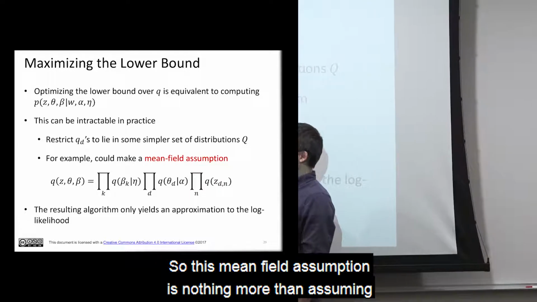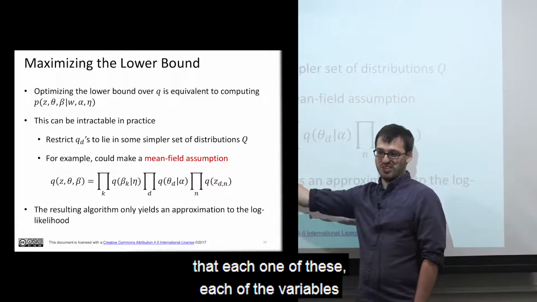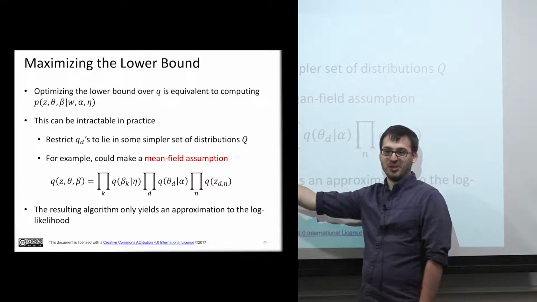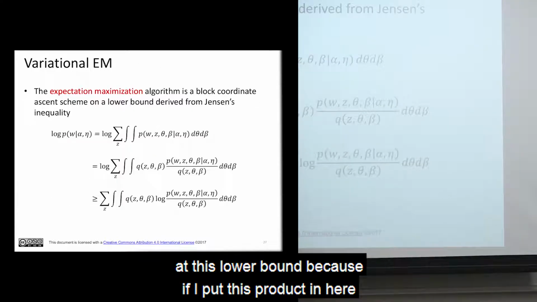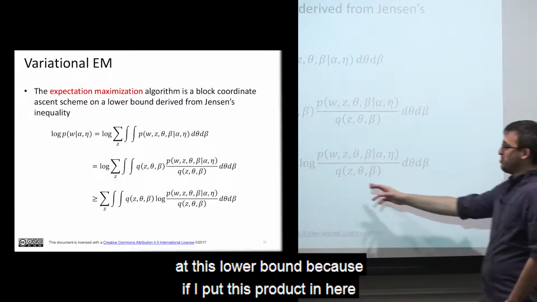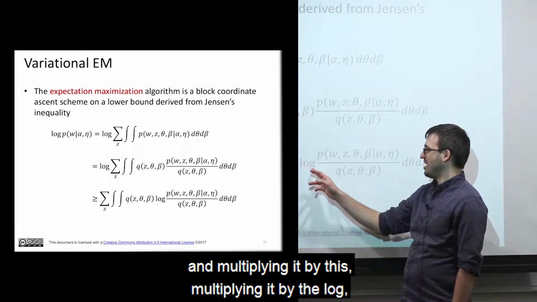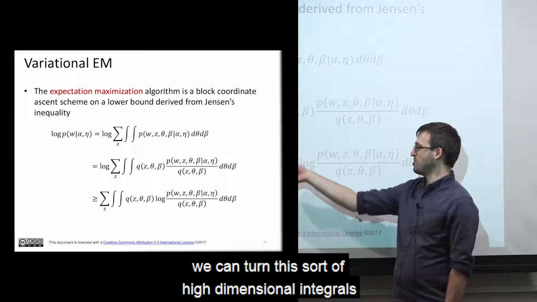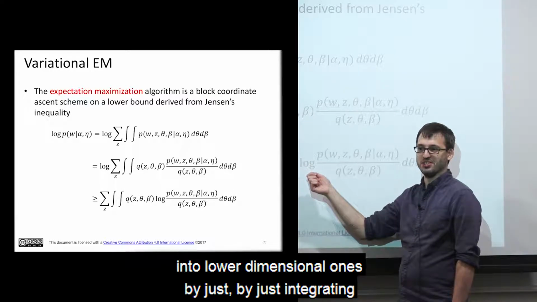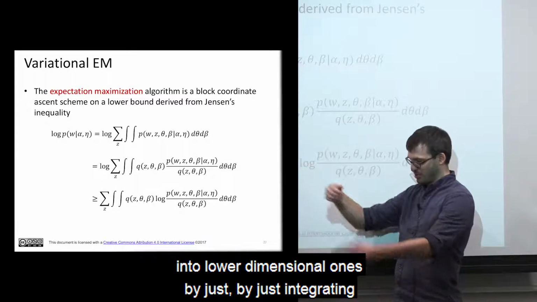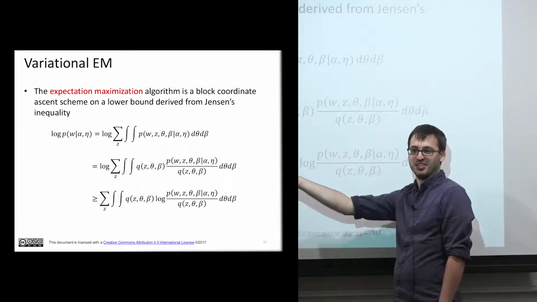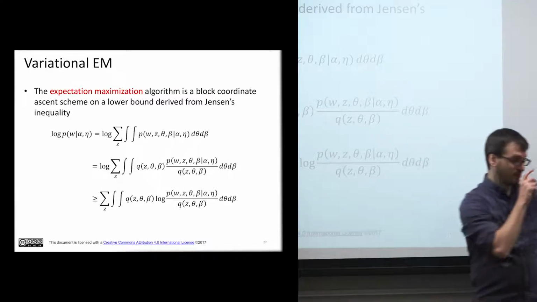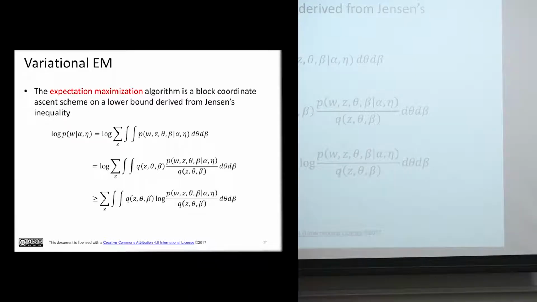So this mean field assumption is nothing more than assuming that each one of the variables of interest here is independent. That's particularly nice if we look back at this lower bound, because if we put this product in here, multiplying it by the log, we can turn these high dimensional integrals into lower dimensional ones by integrating against the quantities one at a time, because of the independence assumption. We'll write it out in more detail in a second.